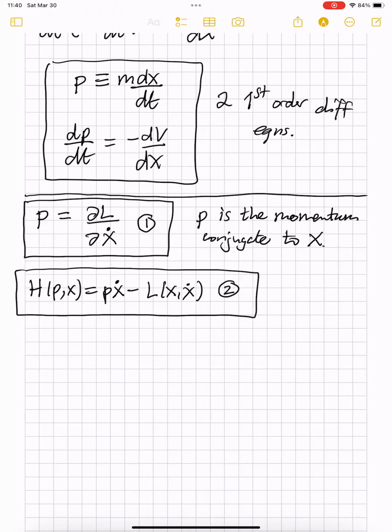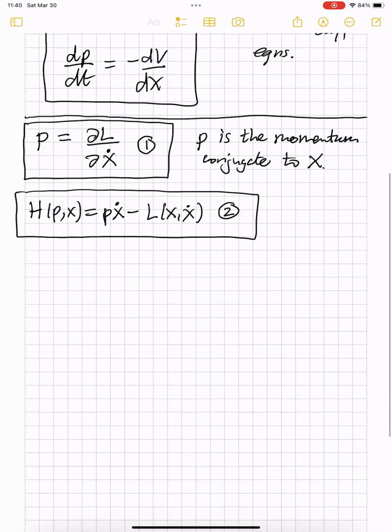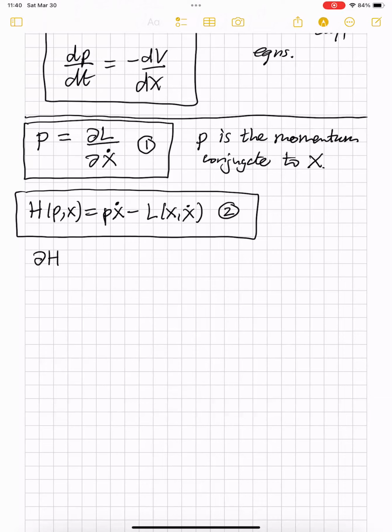Now let's unpack this a little bit. You know, it looks a little unusual. Is it correct? I mean, H of p and x is p x dot minus L of x, x dot. It looks like H does depend on x dot. So is equation 2 really correct? Well, let's work out what is dH/dx dot. So remember, when we take this derivative, we treat p and x as constants.